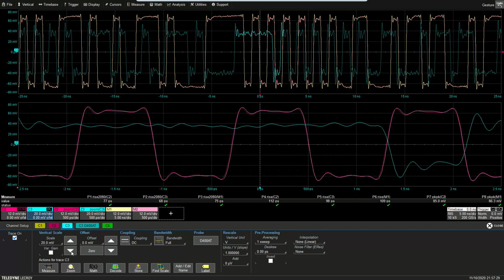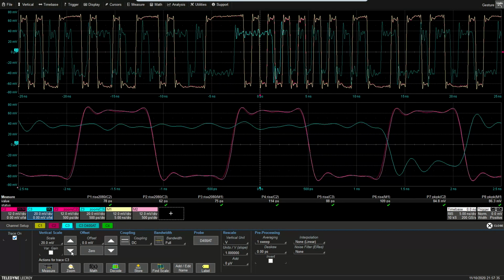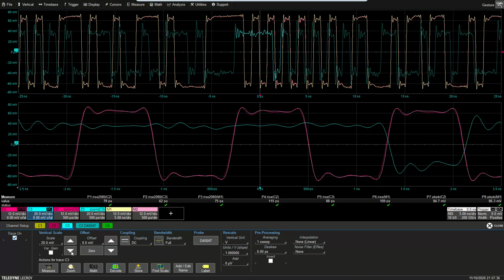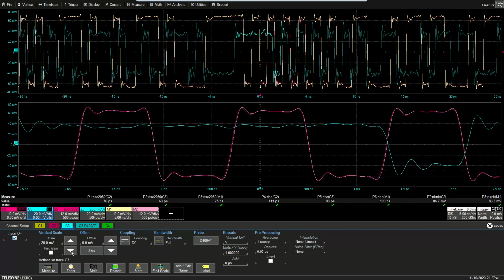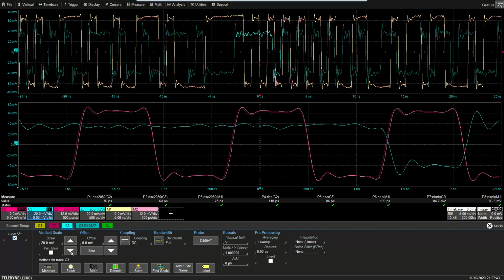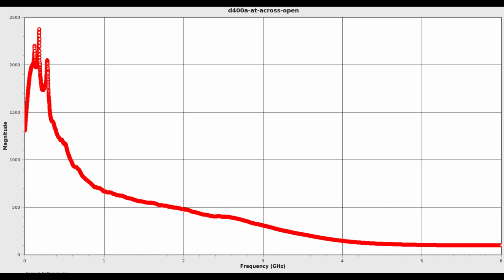The primary downside of an active differential probe is cost. I paid about $3,800 for this probe used. I don't really want to know what they cost new, but I can imagine it's significantly higher, probably in the $5,000 to $10,000 range. However, they also have extremely low loading. In fact, the input impedance of the D400A is the highest of any of the probes in my lab.